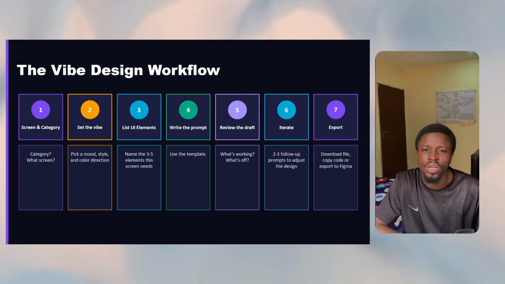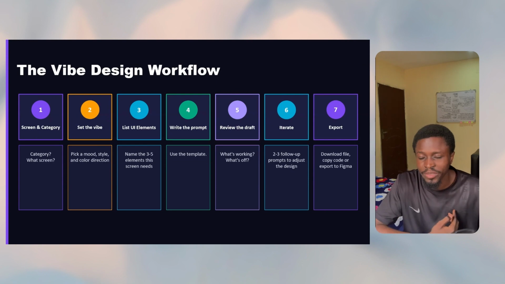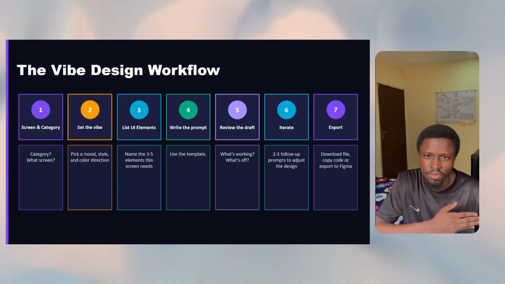After that, you can now export. You can export as picture, you can copy the code, or you can copy it to Figma. Most times I copy to Figma because I design. So when I copy to Figma, I can make whatever adjustment I want to make later. So this is the workflow.